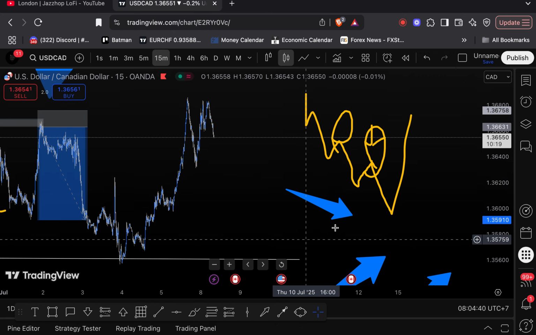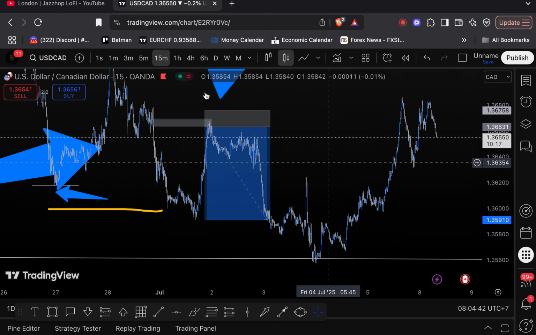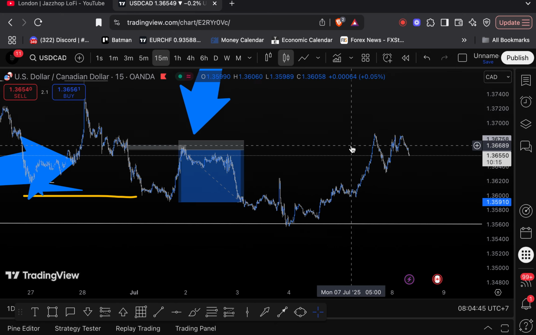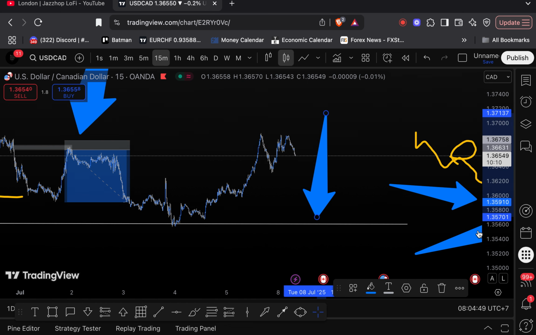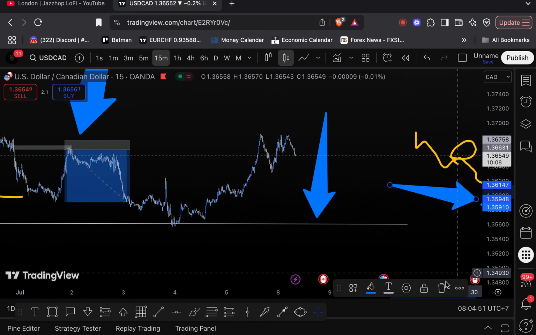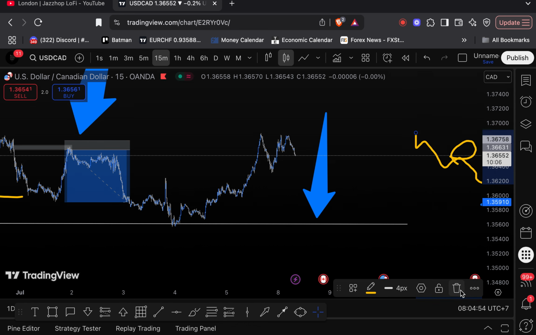And price continued to go downward. And I think it's going to continue to go downward again. And when it breaks that white line right here, which is the next low on the higher timeline, then I'm going to actually look for bearish price supply zones to enter off of.